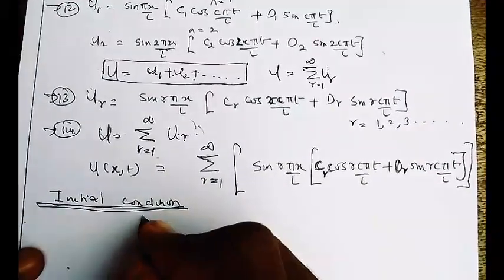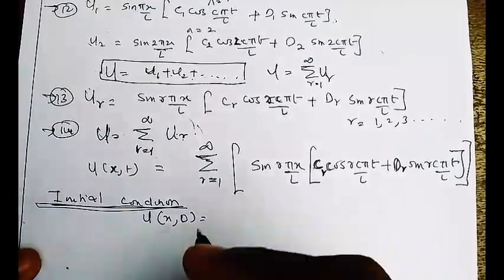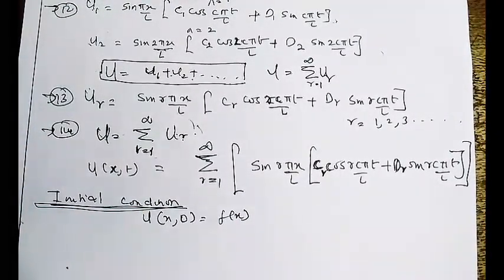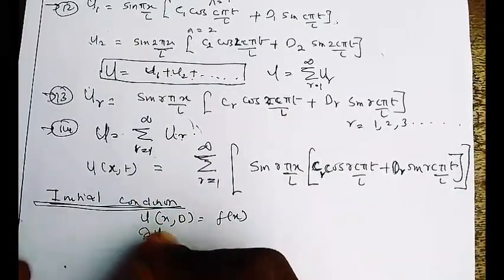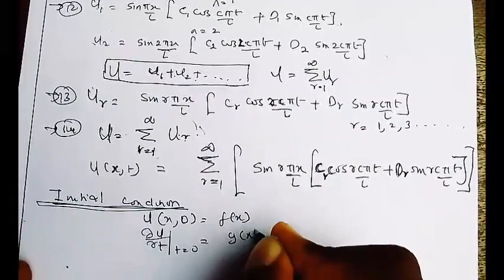Remember our initial condition: where t is equal to 0, we have a function of x. This function of x is given to you in the question. When you are given a question, they give you your boundary conditions and your initial conditions. We also know that the initial velocity at t equal to 0 is equal to g(x).